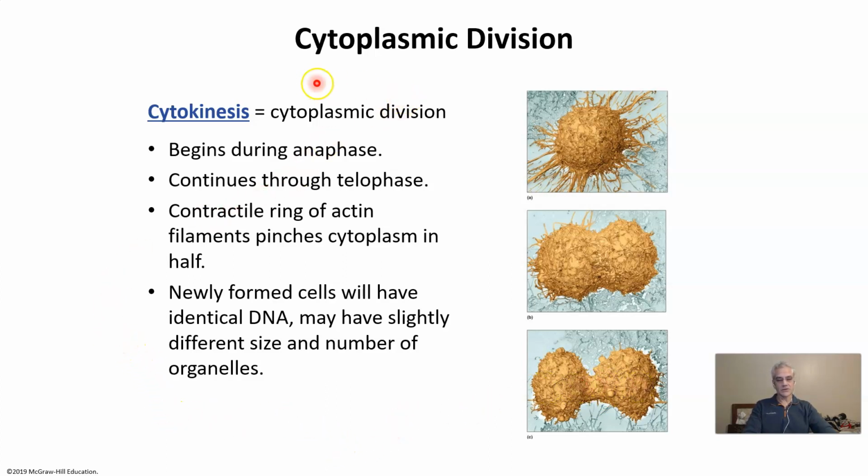Now I told you the whole point is to have two exact copies. Well, that's the goal. Certainly the DNA will be identical, but the cells can have slightly different size and number of organelles. So maybe if there were 5 mitochondria in the cell, maybe 3 went to one cell and 2 went to the other cell. Well, it's not going to be perfectly exact, but that's the goal. The goal is to have an exact cell copy.